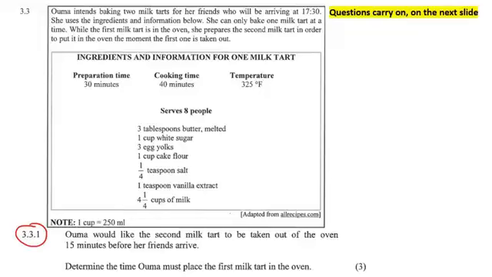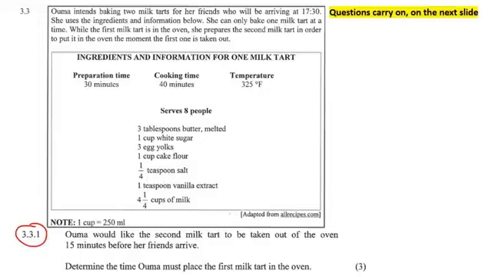So she's efficient, like some grandmothers would be chilling on TikTok while the first one's baking. But this grandmother realizes, while the first one is in the oven, I can prepare the second one. So as soon as the first one comes out of the oven, I can put the other one into the oven.